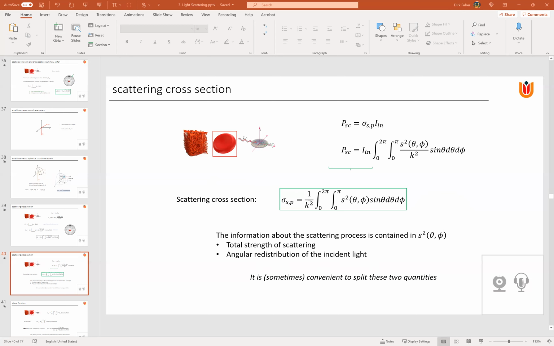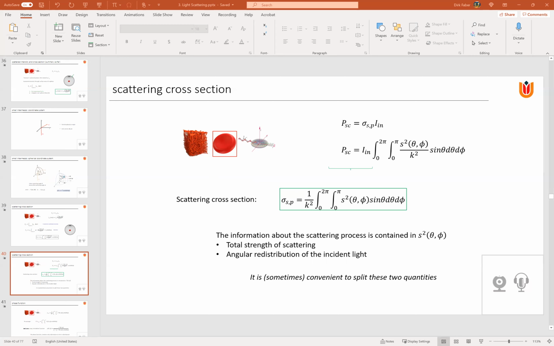It's not a very satisfying result, because you cannot calculate anything from this yet. The important takeaway point here is that all the information about the scattering process is contained in this function S squared. It tells you how much light will be scattered, because it defines the scattering coefficient, and it tells you the direction in which it will be scattered. So all the information is there: the strength and the redirection of the light.